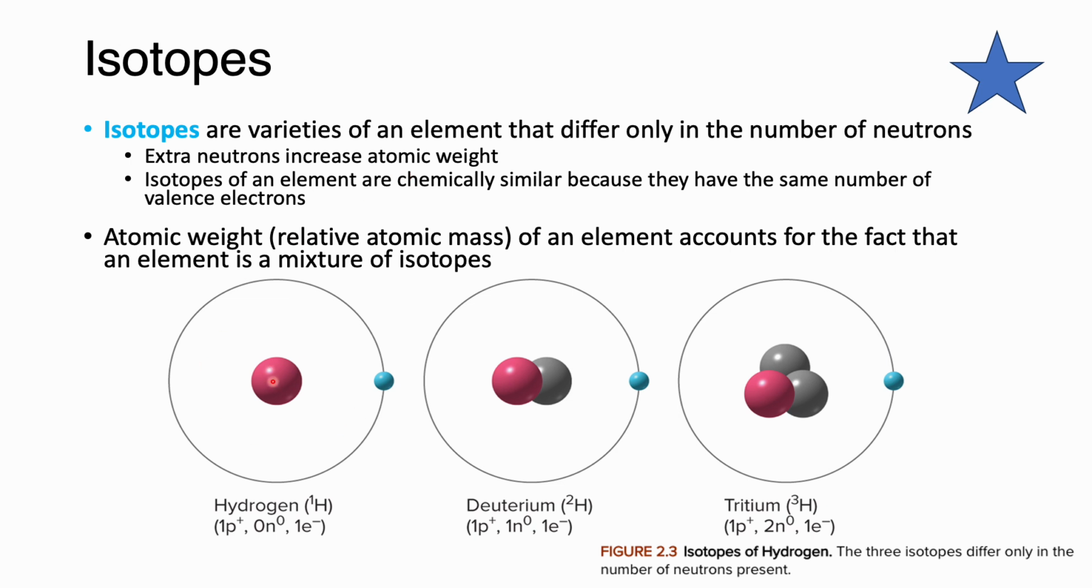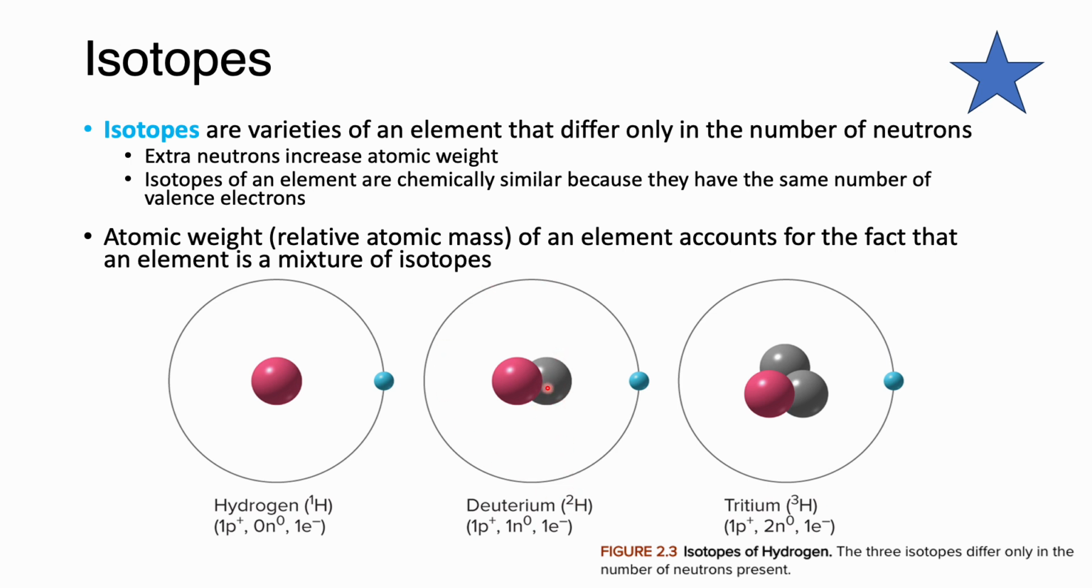So here we have the isotopes of hydrogen. Hydrogen, here we see, has one proton, no neutrons, and one electron. Wonderful. Another isotope of hydrogen is deuterium. Deuterium has one proton, one neutron, and one electron orbiting the nucleus.